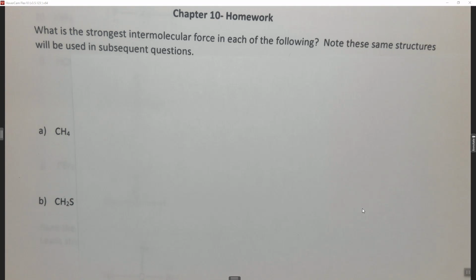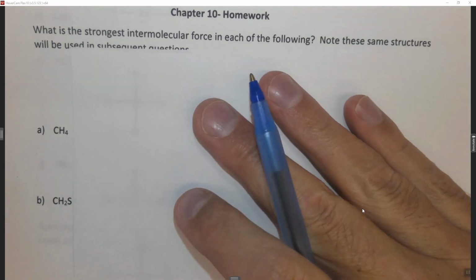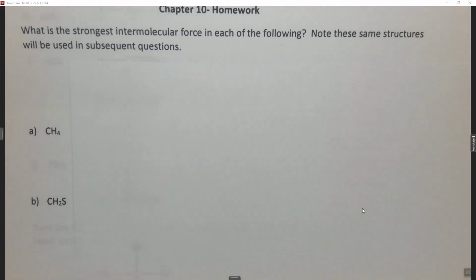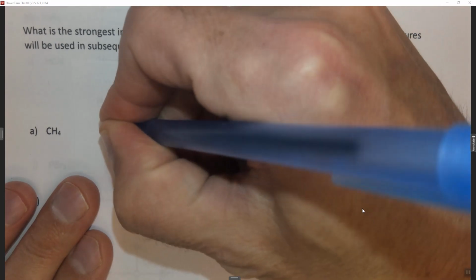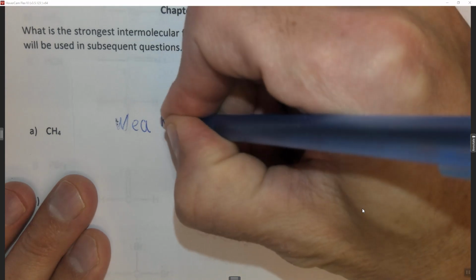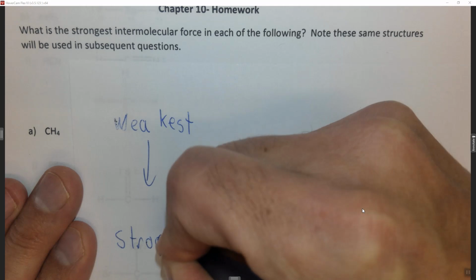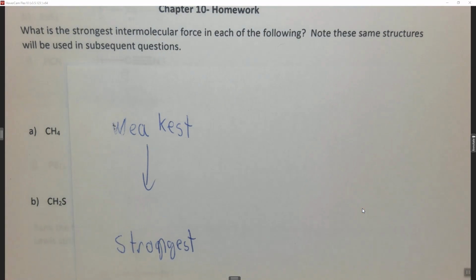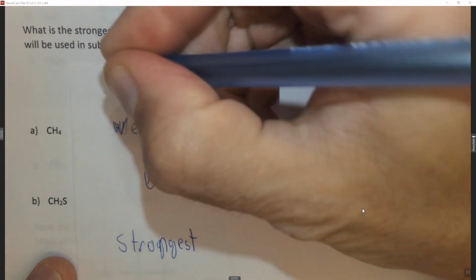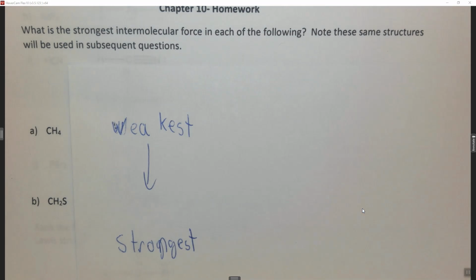Now, because it's a previous chapter, I'm not going to spend another 45 minutes going over the Lewis structures, and here I'm going to jump right into the intermolecular forces. So before I go through this, I do want to briefly go over what the intermolecular forces are, starting with the weakest at the top, and then working our way down to the strongest down here at the bottom. And we're only going to look at pure substances here. We're not going to look at mixtures, all right?